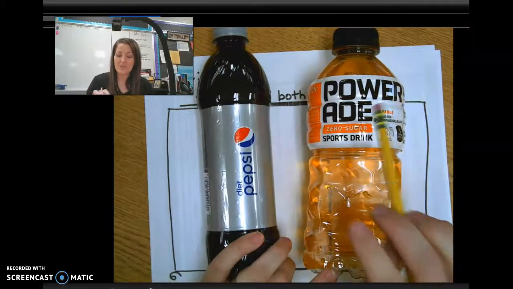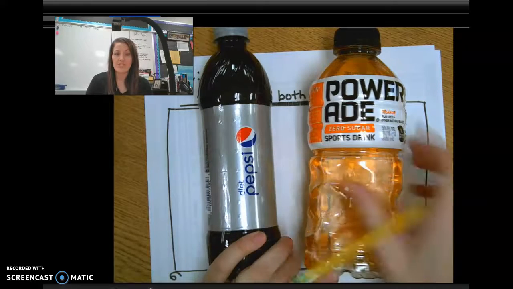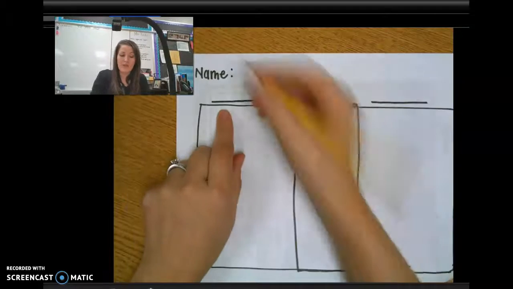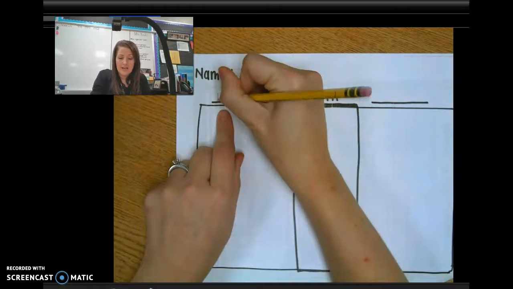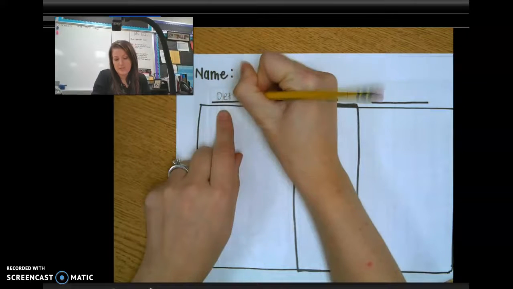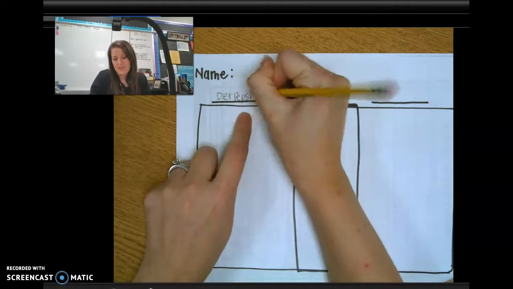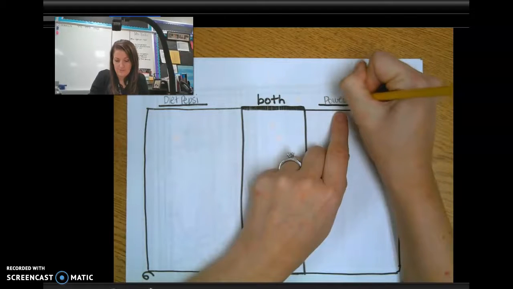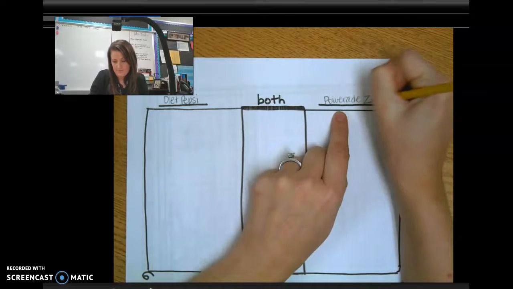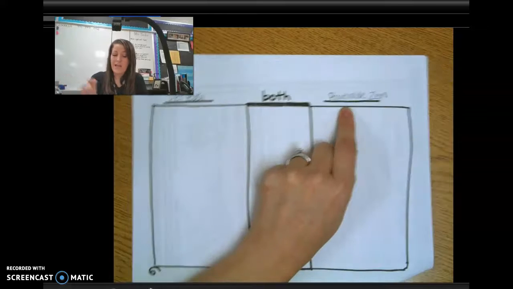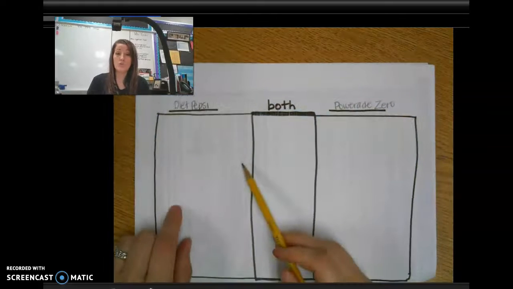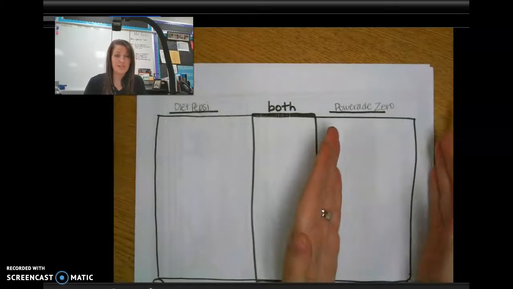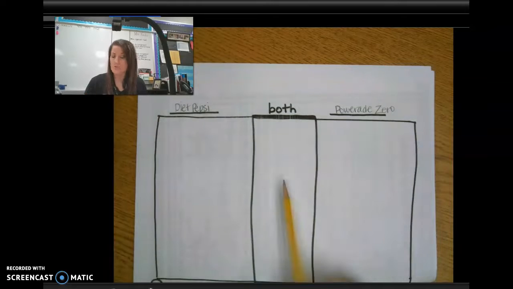So we got to find the similarities and differences between these two. So first thing I'm going to do is write in here what I'm comparing. So Diet Pepsi bottle, so Diet Pepsi, and this side is just going to be Powerade Zero. All right, and so anything that is only specific to Diet Pepsi goes on this side, only specific to my Powerade Zero goes on this side, and if they both share that thing, then it goes in the both.